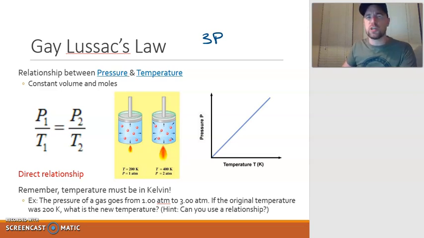Well, what's the relationship between pressure and temperature? It's direct, right? So if the pressure triples, so does the temperature. But the temperature triples in Kelvin, not in Celsius. Well, good news, it gives us the temperature in Kelvin. So if the pressure triples, the Kelvin must also triple. So the new temperature would actually end up being 600 Kelvin.